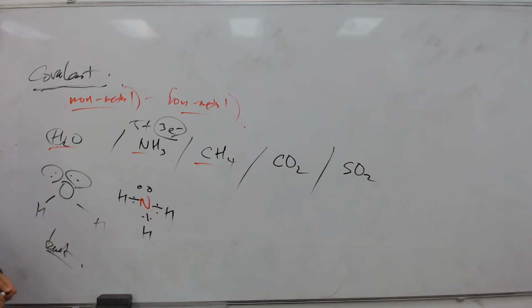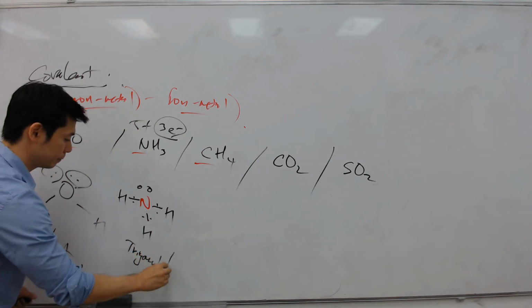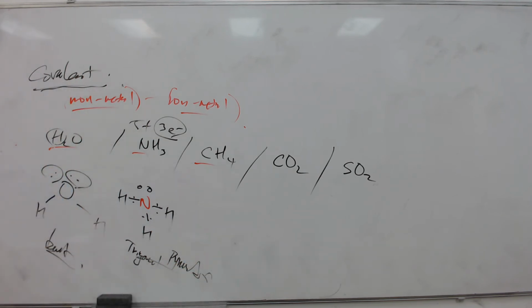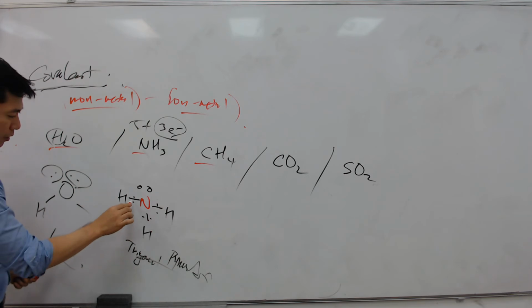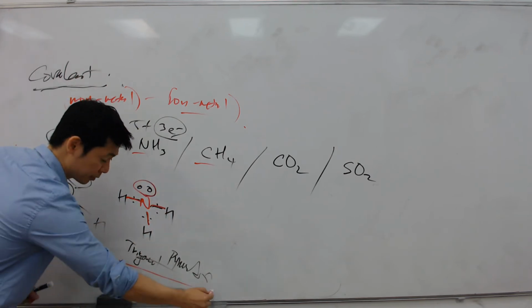And the shape of this guy is what? Trigonal pyramid. Okay? That's the shape of this guy. So whenever you have 3 bonds and 1 lone pair of electrons, that's a trigonal pyramid. Okay?